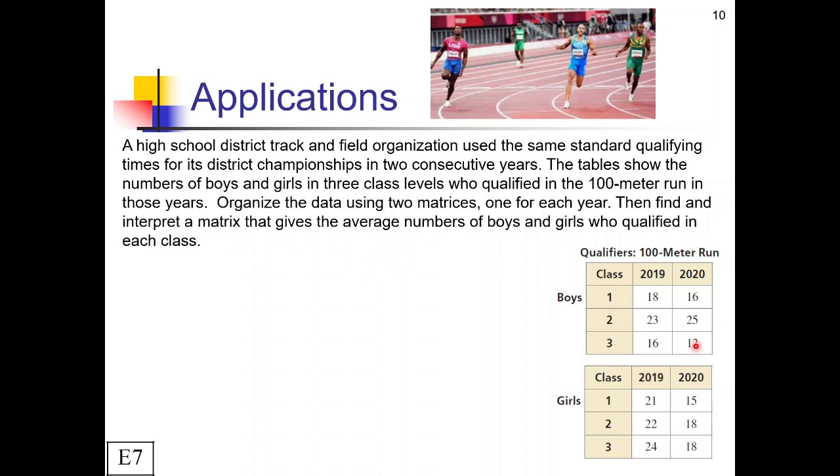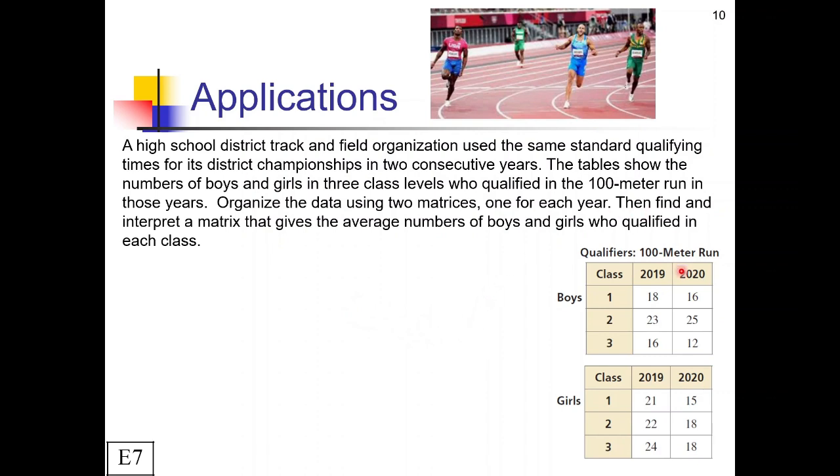All right, so let's take a step back. The way this information is currently organized is we've got the boys in one matrix and the girls in another matrix. What they're basically asking us to do is put all the 2019 stuff in a single matrix and then do the same thing for all the 2020 stuff. So let's go ahead and set up those 2 matrices.